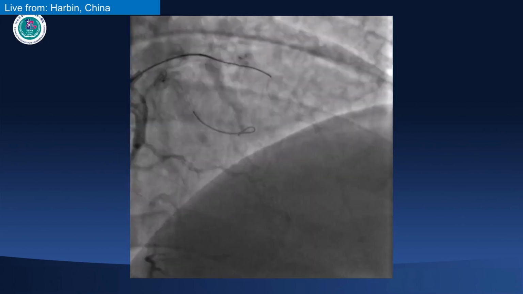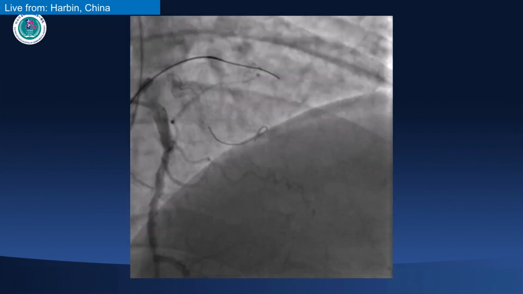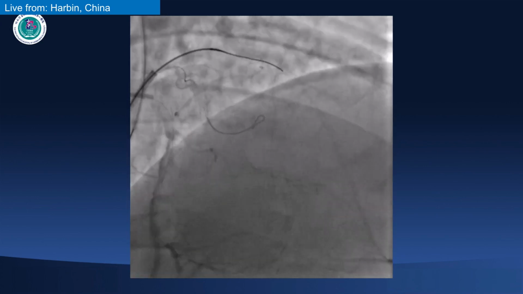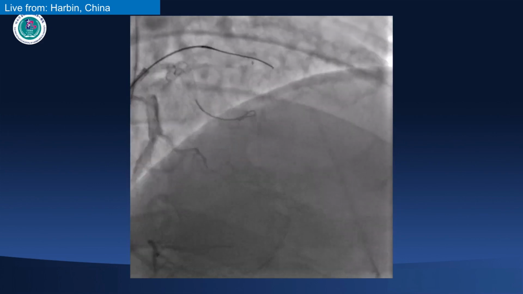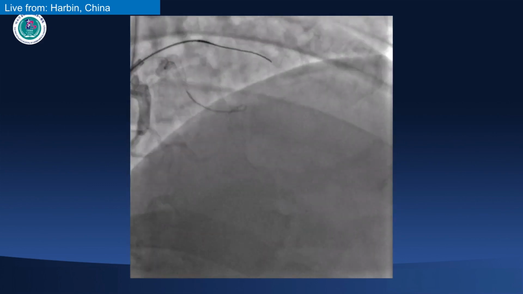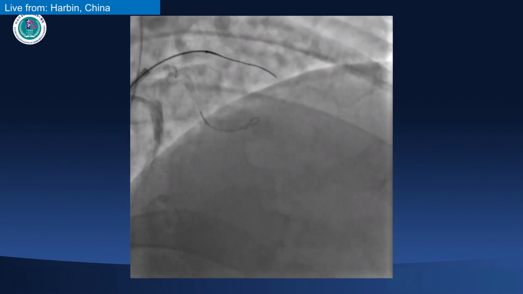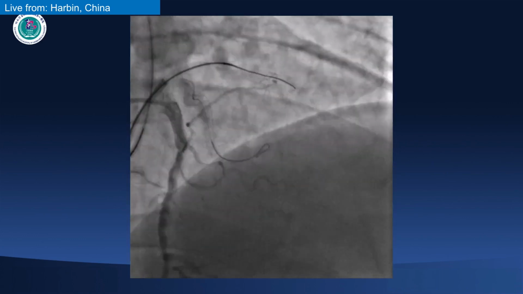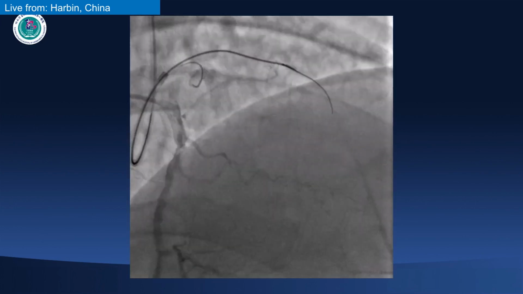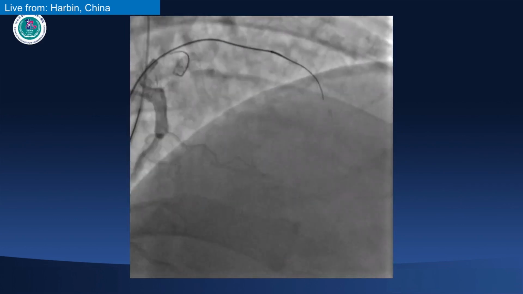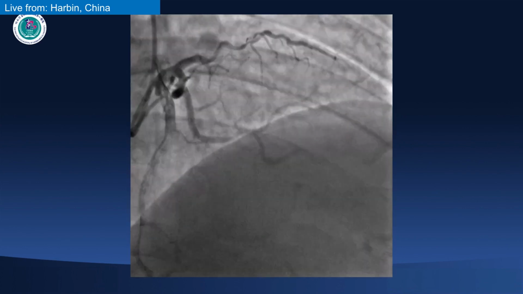During the last operation, the operator planned to treat this CTO lesion with an integrated approach, and used Gaia Second, Gaia Third, and Conquest Pro to puncture the CTO proximal cap with the support of a Corsair microcatheter. However, unfortunately, the guiding wire failed to enter the distal true lumen. This is the final imaging.